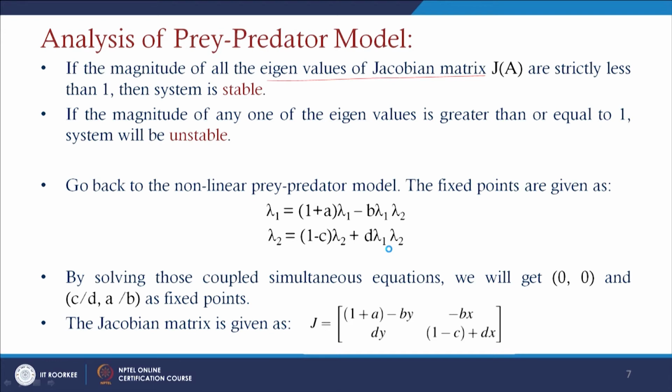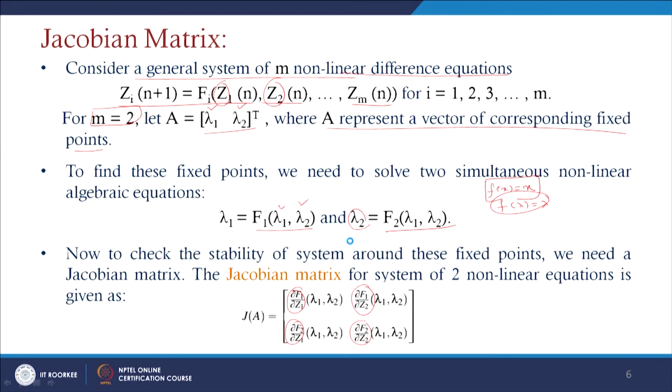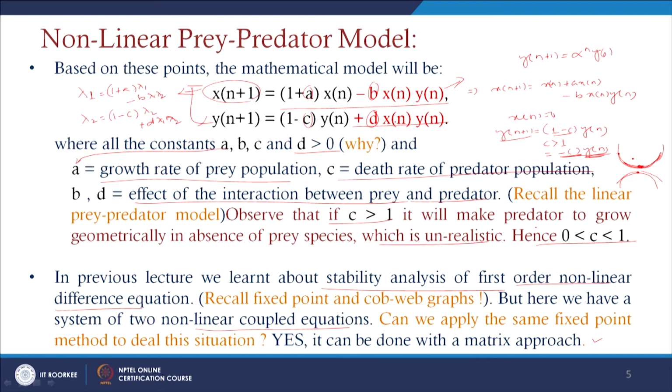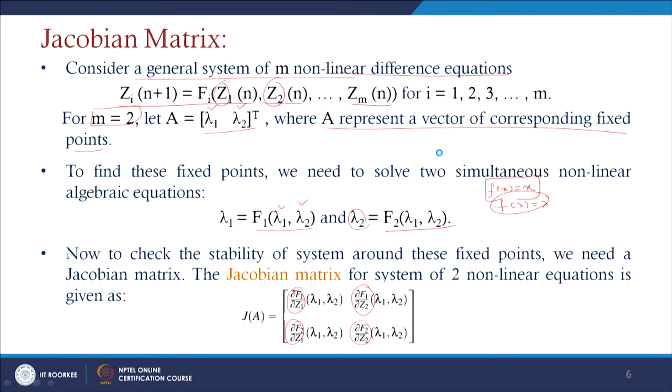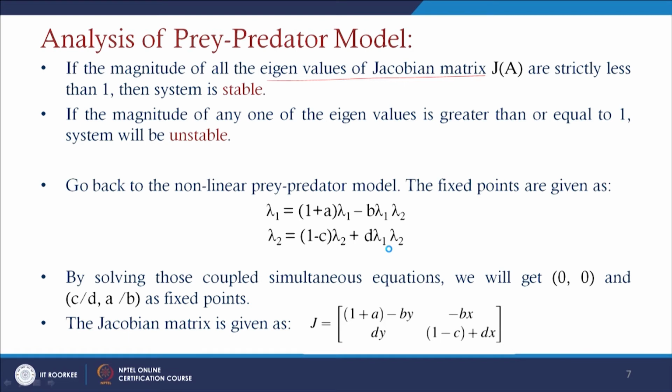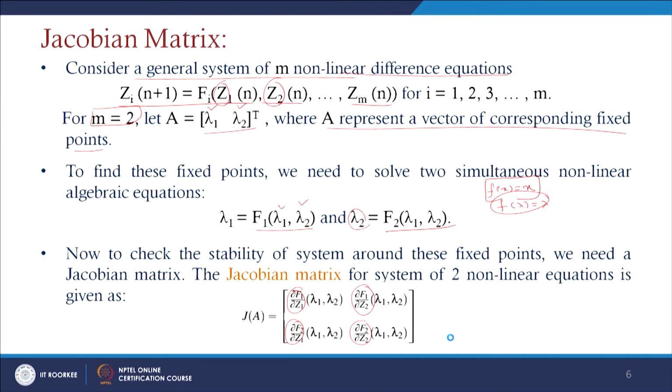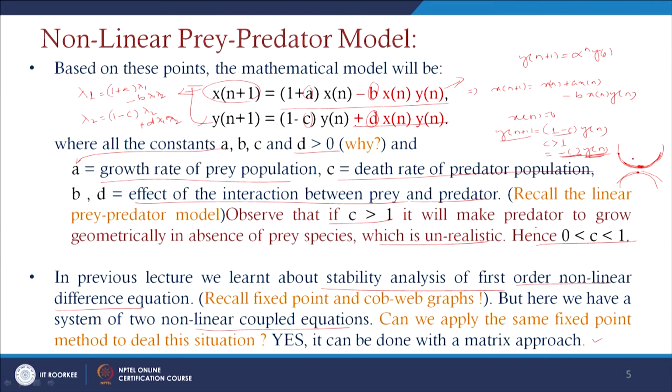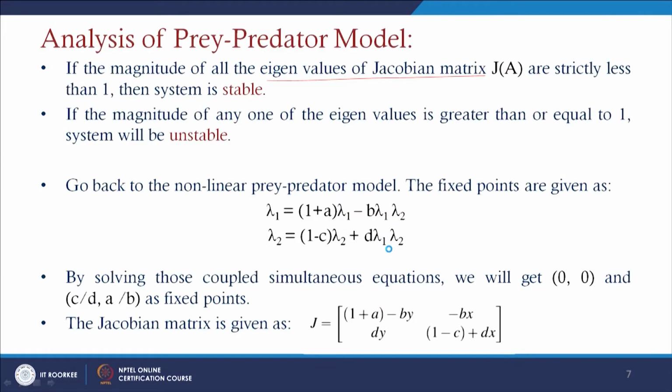And the third one, the differentiation of the second equation with respect to x, gives only d y n. And the last one, if we differentiate with respect to y, we find 1 minus c plus d x n.